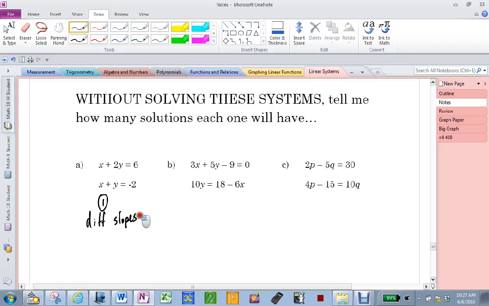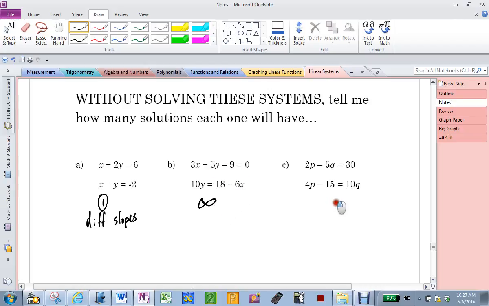So how many solutions? One, because of different slopes. What about this one? Infinite. Why? Same line. 3 times 2 is 6. 5 times 2 is 10. 9 times 2 is 18. But Mr. Myers, they're negative. You put them both in general form and you find that it works. They're the exact same line. 2, 2, 2. Everything multiplied by 2.